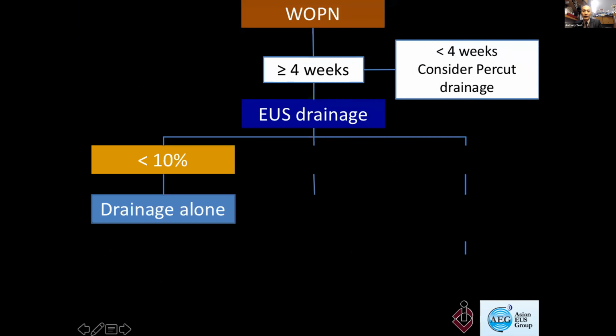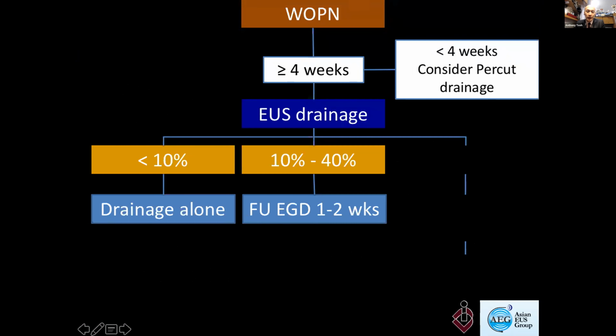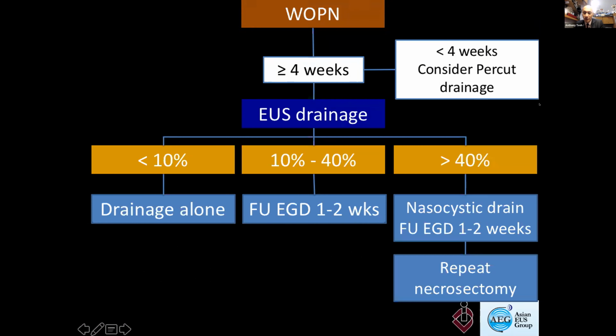So right now, during drainage, we will also try to assess the severity of the necrotic material. If there is only a very small amount, then drainage alone is adequate. If there is some solid material, we will schedule a follow-up EGD plus or minus necrosectomy around 1 to 2 weeks' time. And if there's a lot of necrotic material, these patients are usually sicker, then we will need to insert a nasocystic drain followed by repeated necrosectomy. Anyway, these patients often will be inpatient for long periods of time.